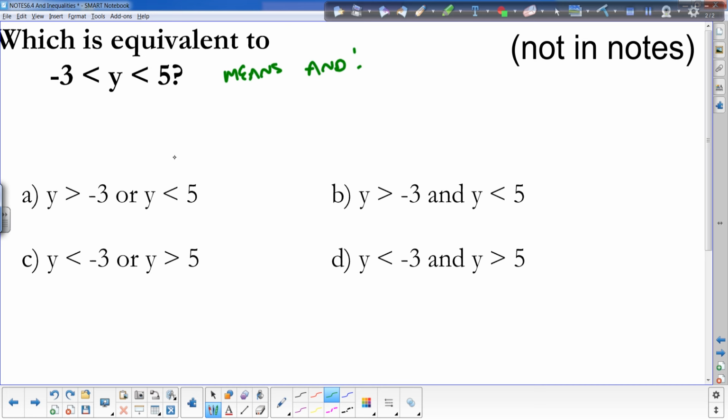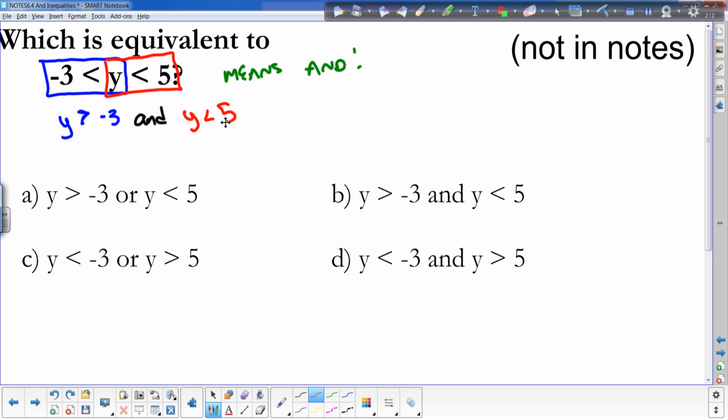Okay? So I can break it up into 2 things. I can break it up into the blue piece. I stop at the second inequality. And I can look at the red piece. So let's write out the blue one. I'm going to write the y value first. The y is bigger than -3. And because they were joined together, it's an and. And the red, y is less than 5. So where's our choice? Right there.